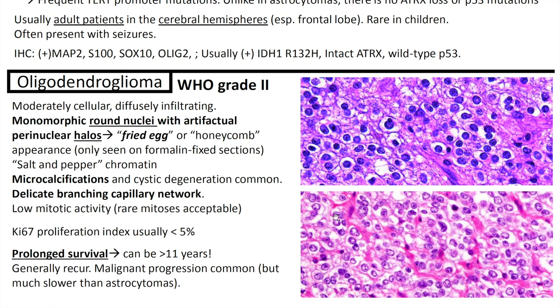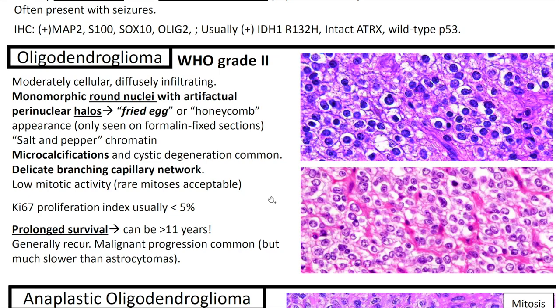And that delicate branching capillary network, or chicken wire vasculature, kind of reminds me of clear cell renal cell carcinoma. Even the cleared out areas remind me of it as well. So just another thing to be mindful of: various buzzwords or patterns that can help build our differential diagnosis.